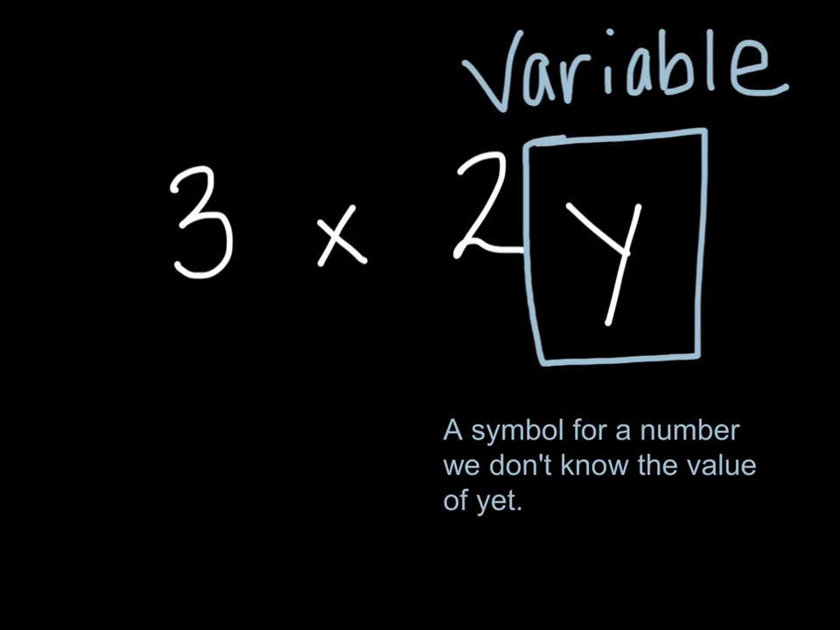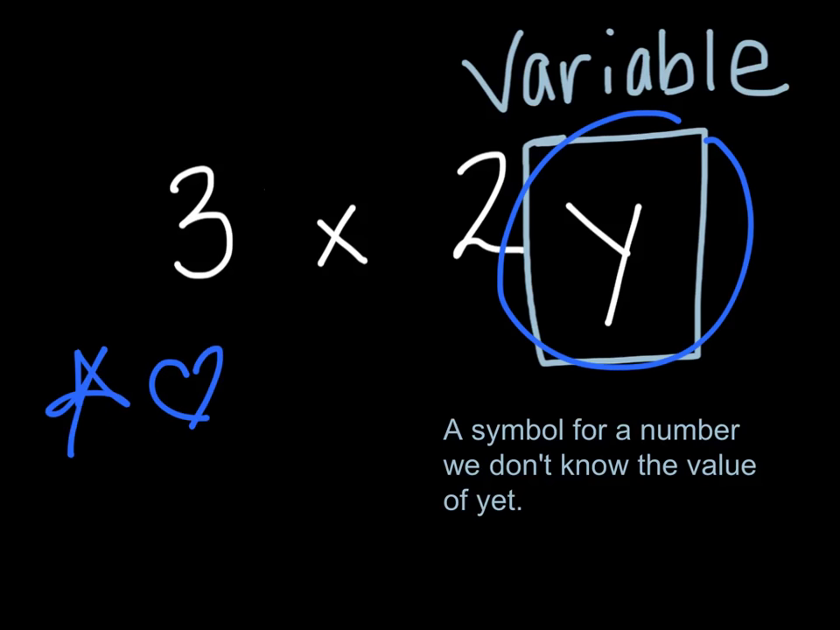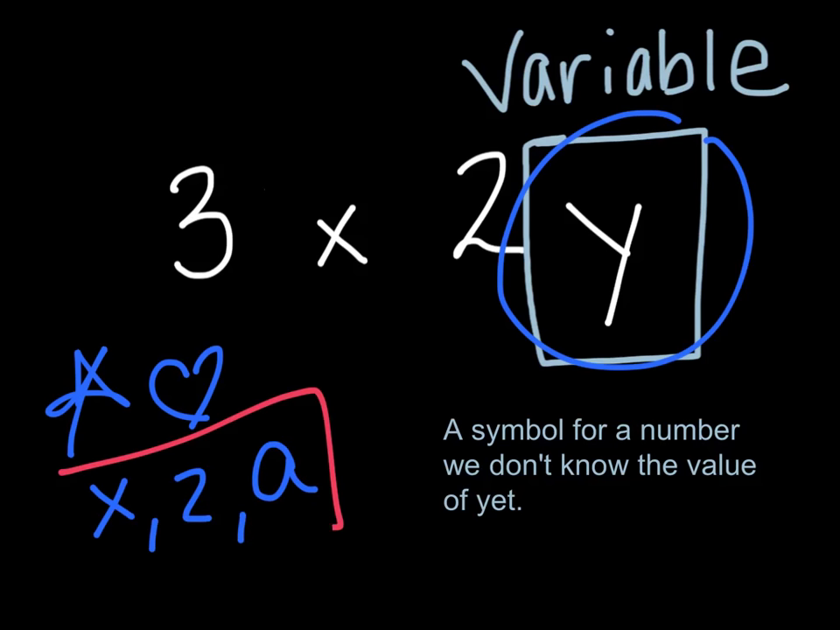The next word we have to talk about is a variable. And in this expression, y is a variable. A variable is a symbol for a number that we do not know yet. It represents a value that we don't know. Usually we solve for a variable and discover what its value is. It does not always have to be y. It could be a symbol, or it could be another letter: X, Z, A.